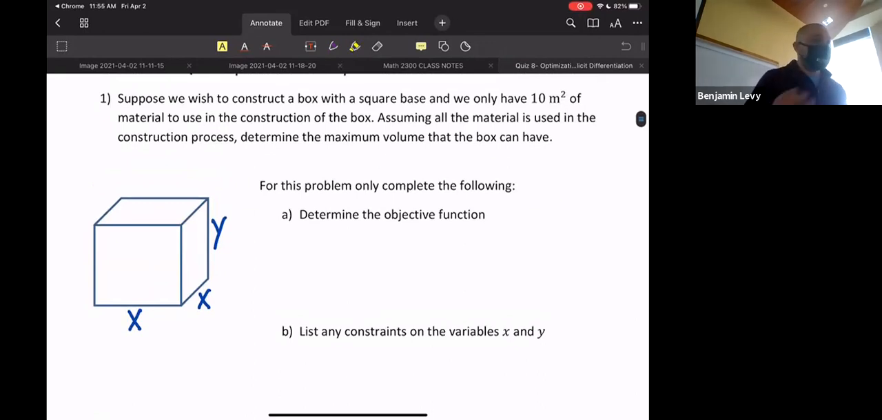So, let me start over. This first problem is an optimization problem. I'm not asking you to solve it. I just want you to set it up and that's it, right? So determine the objective function, write down the constraints. In the situation, it's a box with a square bottom. And so that's why there's two X's on the bottom, because it's a square, right? And then the height might be a different dimension, which is Y. So in part B, where it says list any constraints on the variables X and Y, your picture should look like that. Can I clarify anything else about that? No, I'm not asking you to solve this problem. I just want you to set up the objective function and write down the constraints.